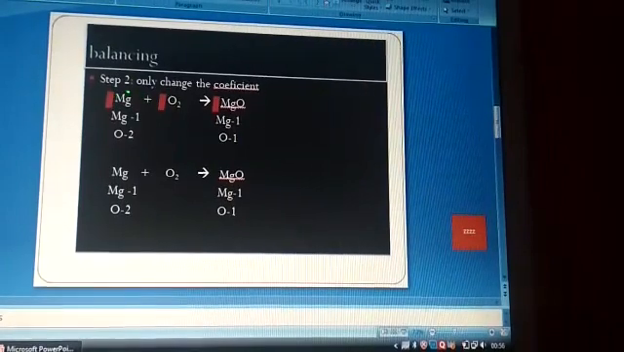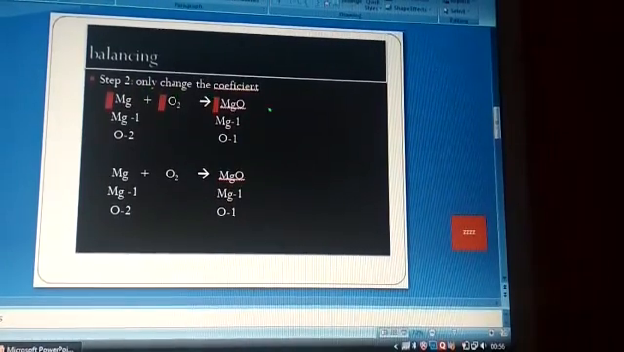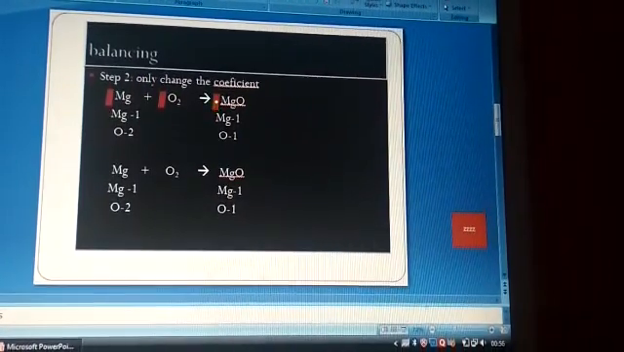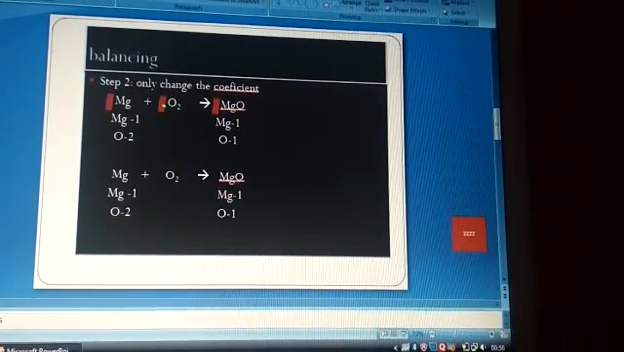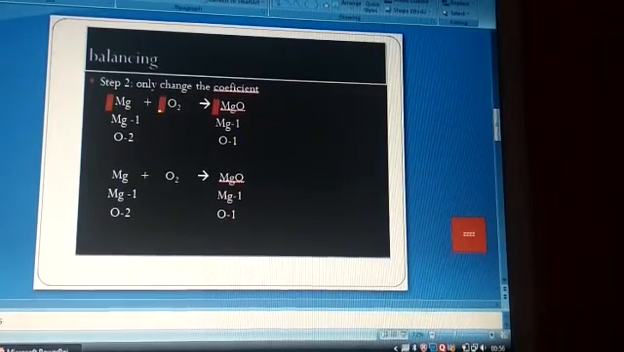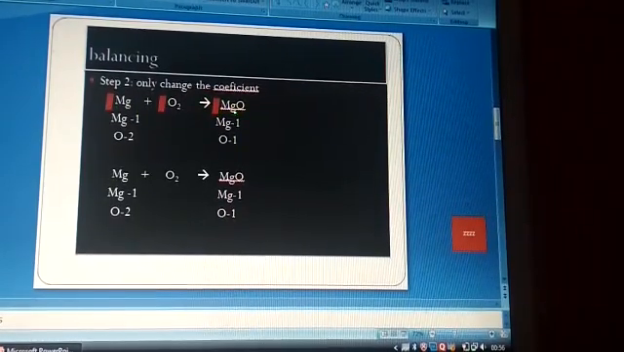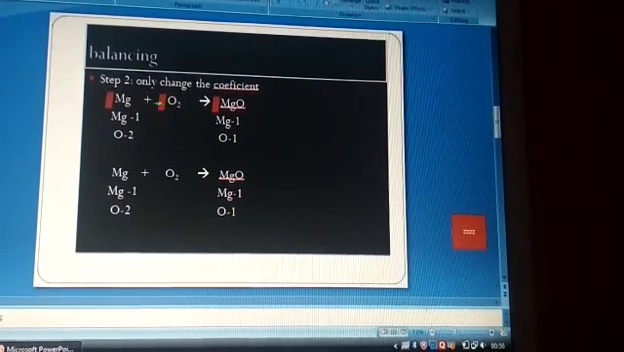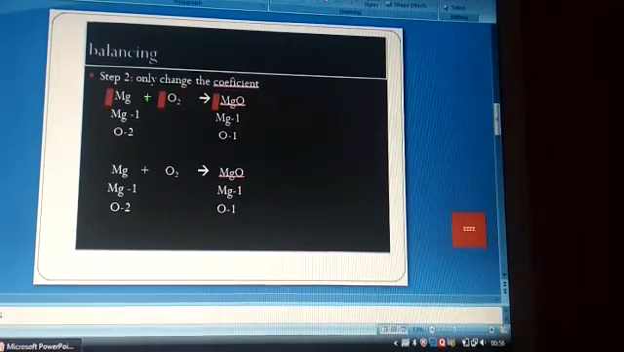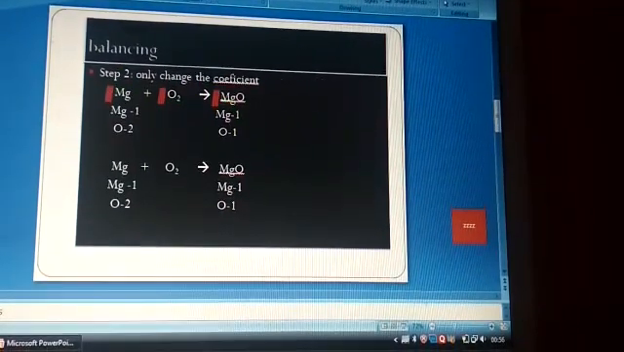Step two is to only change the coefficient. Coefficient means the thing which is in orange color. Here we only have to write numbers there. We are not able to write any number here, there or anywhere else. Only we have to write the coefficient. We can change the coefficient to balance the equation.